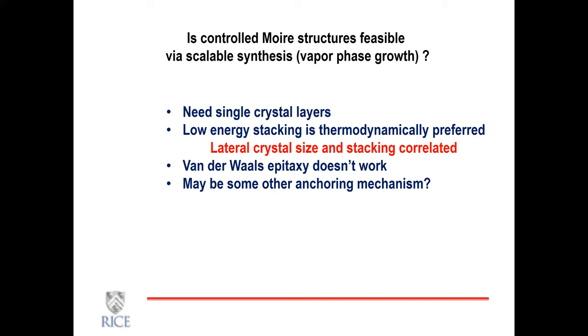You need single crystal layers, but even more importantly, if you're trying to grow them by techniques at a high temperature, then there is a strong correlation between lateral size and stacking. If you are going to make single crystals at higher temperatures, then essentially it will resort to the thermodynamic stacking. Graphite is a good example. The higher crystallinity you get in graphite, the more you get the Bernal stacking, ABAB stacking. So to get very large lateral crystal size and at the same time a certain orientation between the layers might be very, very challenging. But it's an interesting problem.